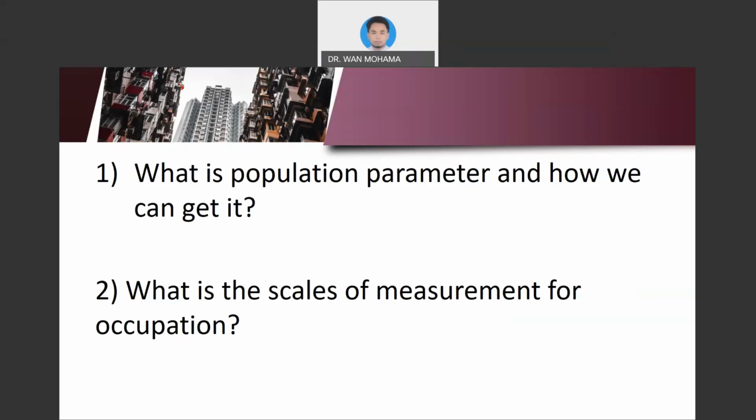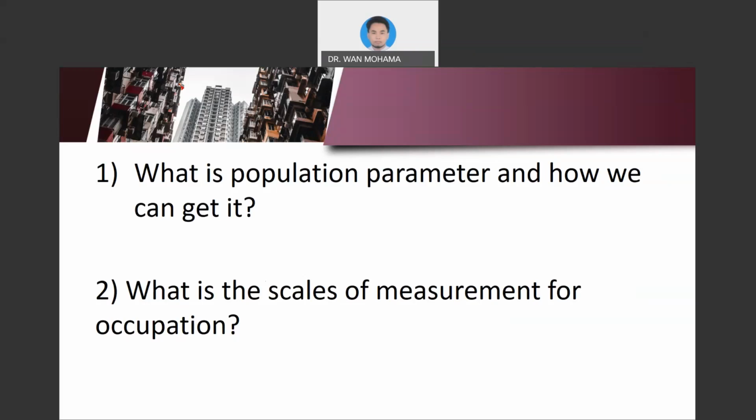And then, what is the scale of measurement for occupation? Like I said before, the scale of measurement has 4 types: nominal, ordinal, interval, and ratio. You had better know these 4 scales of measurement, and understand the difference between them. For occupation, it is actually suitable for nominal because we don't have to compare each group. I already gave an example for nominal.